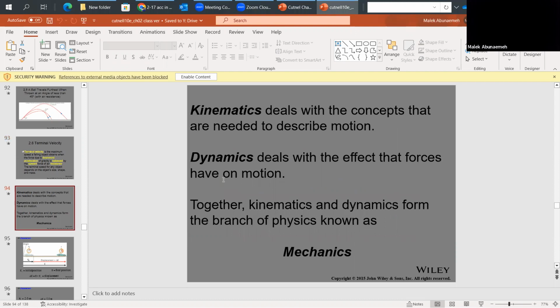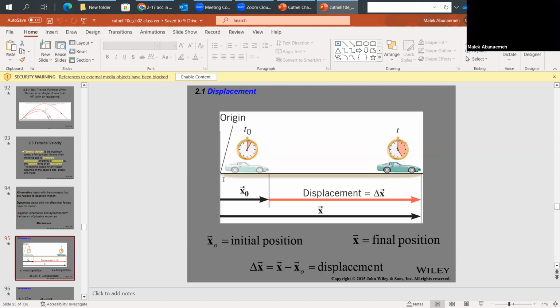Kinematics deals with the concepts that are needed to describe motion. Dynamics deals with the effect that forces have on motion. Now, together, kinematics and dynamics form a branch of physics that we're actually talking about called mechanics. Now, in mechanics, one of the things we talked about is your displacement.